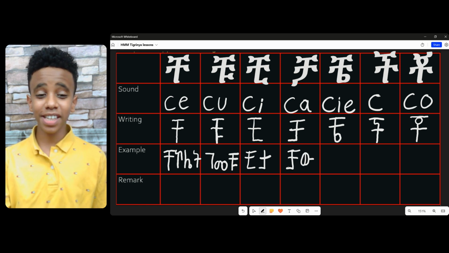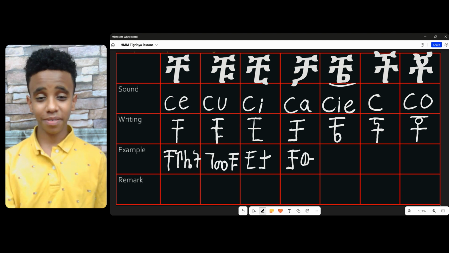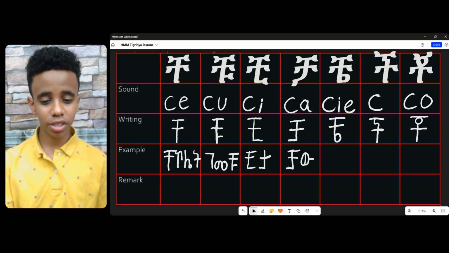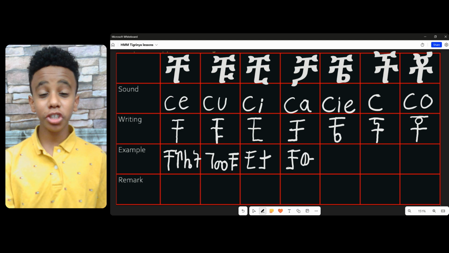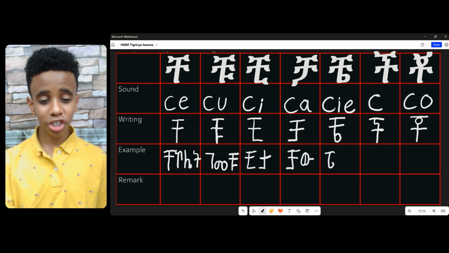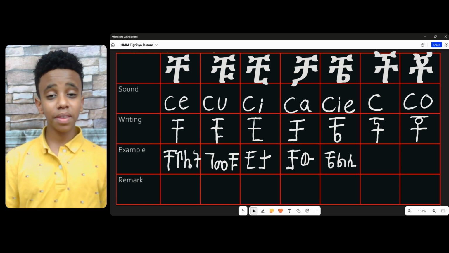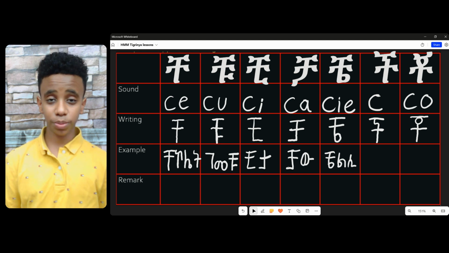Our fifth letter is the letter che. Che. And our example for the letter che is, give me 1 second, my computer's kind of glitching. Our example for the letter che is, okay, there you go, so that works. Our example for the letter che is Chelsea. Chelsea in Tigrinya means Chelsea in English.